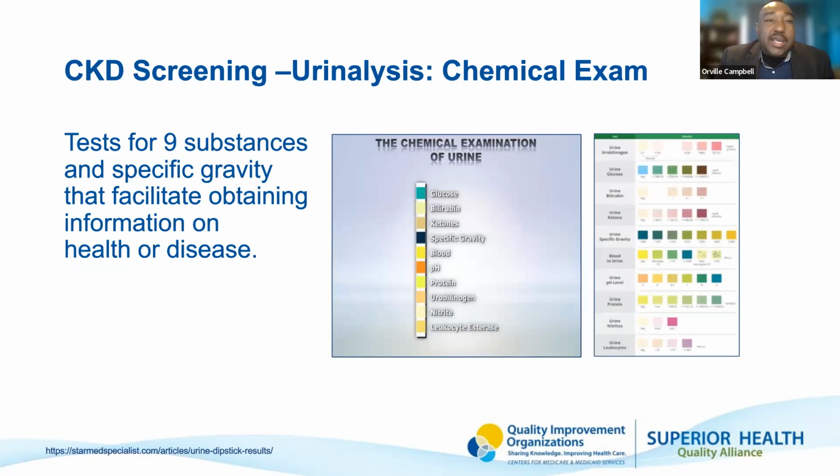There are 9 substances and the specific gravity that facilitate obtaining information on urine health as well as kidney health. You can see them there. For example, there should be no sugar in the urine. If it's there, more than likely it could indicate that diabetes is present. Specific gravity, if it's elevated, may indicate that you're dehydrated. pH, there's a wide range, but elevated pH may indicate bacterial infection. Nitrite can be produced by certain bacteria. Leukocyte esterase could be present because of its production from white cells.